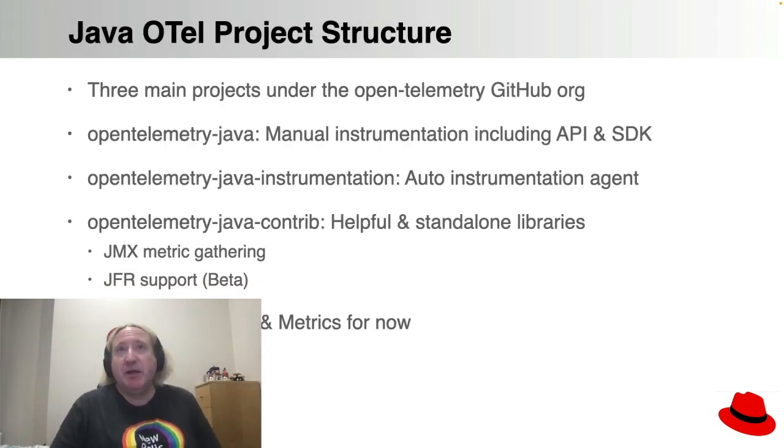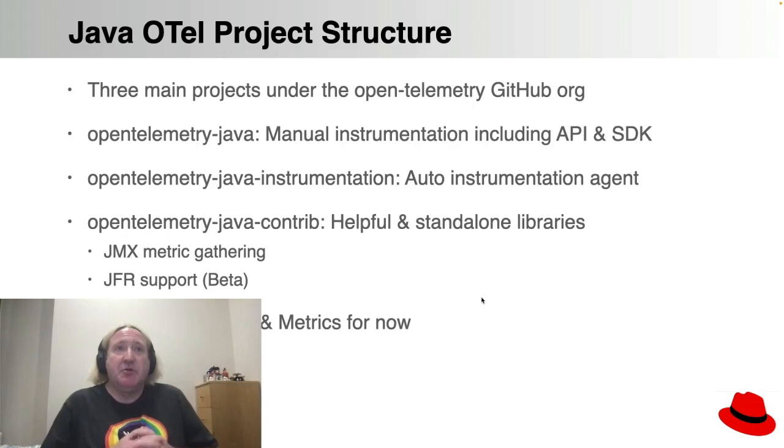Within the OpenTelemetry GitHub org, there are three main projects that we care about within the Java world. There's OpenTelemetry Java. This is the manual instrumentation repo. It includes the API. It includes the SDK. There is OpenTelemetry Java instrumentation. This is the instrumentation for libraries and other components and things that you can't directly modify. It also provides an agent which enables you to instrument your applications as well.